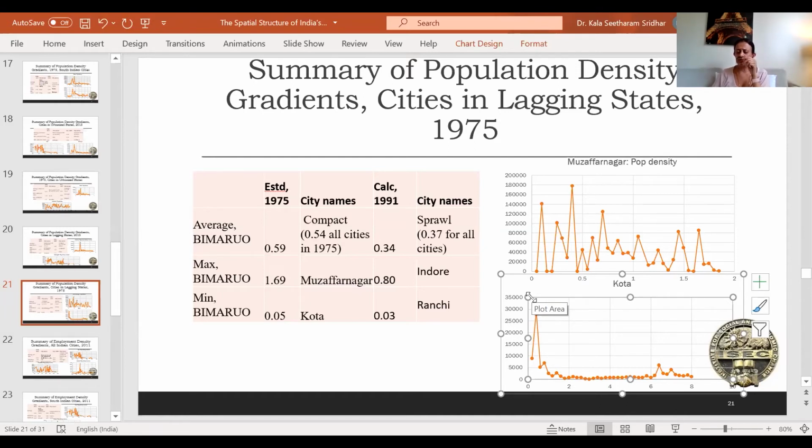And there are two reasons why probably Kota is sprawling like this. One is that it has excellent infrastructure, although it's in a lagging state. And second is that it has a very disconnected street network, as I explained to you earlier, in terms of the curviness of roads and tree density and so forth. So those are two reasons that explain this.